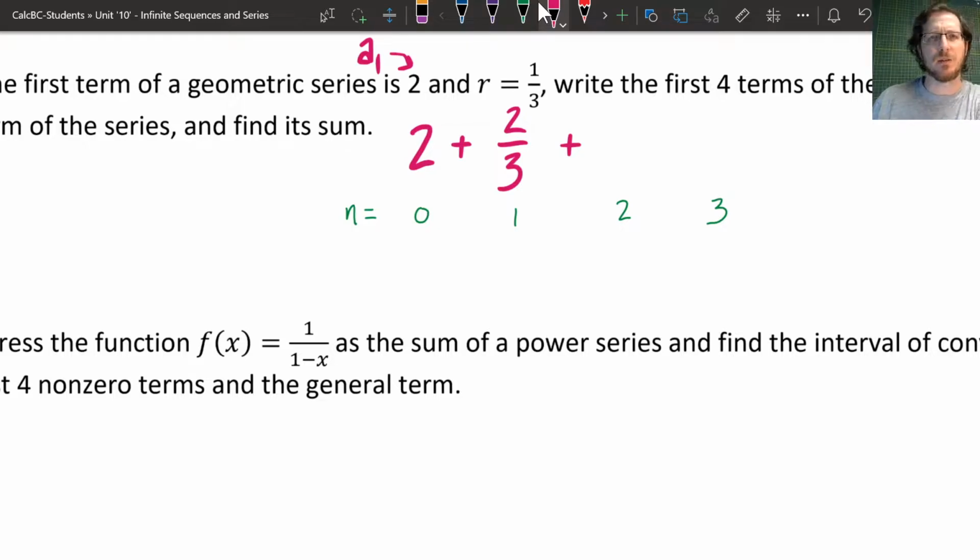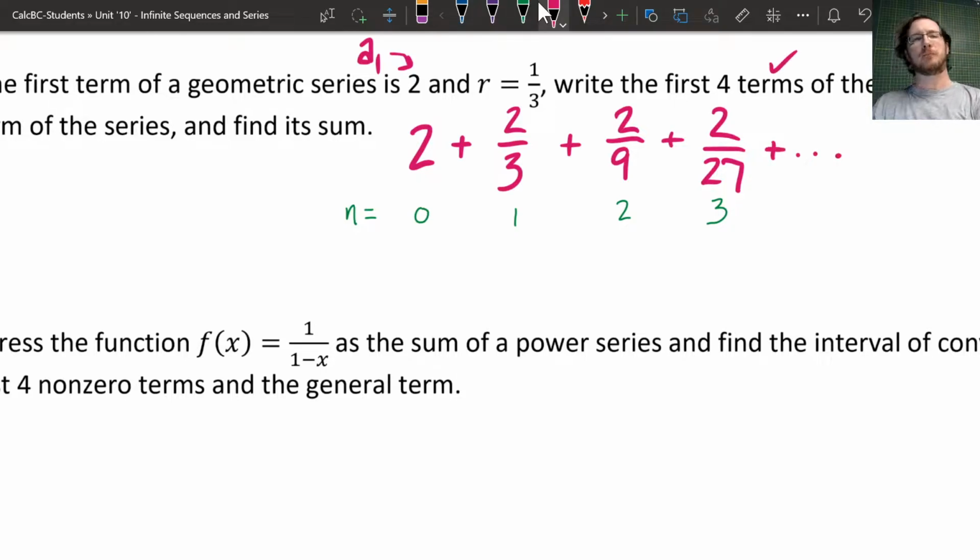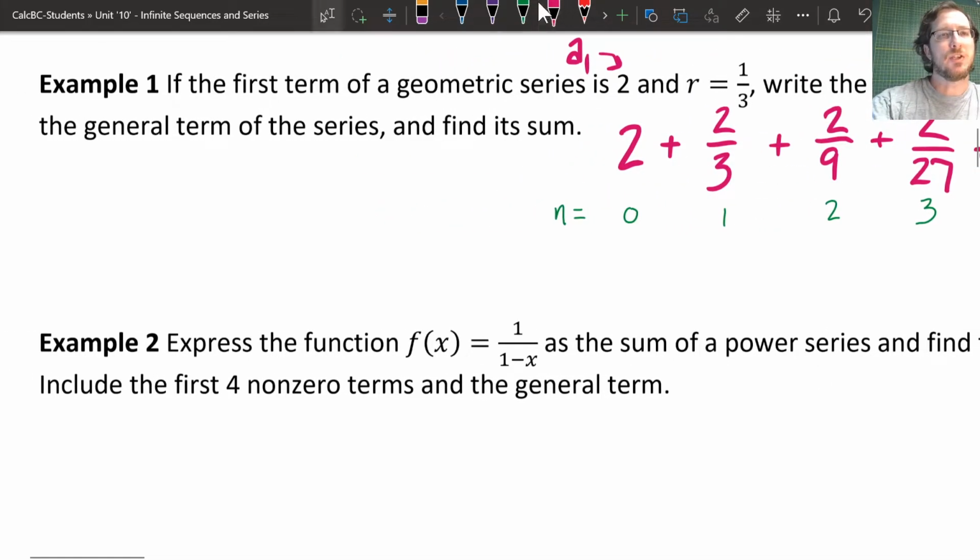So that next term, we're going to multiply this last term by 1/3. So that's going to be 2 over 3 times 3 is 9, plus 2 over 9 times 3 is 27, and so on. That's our first 4 terms. Check.